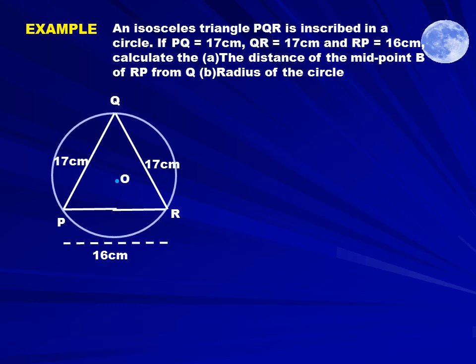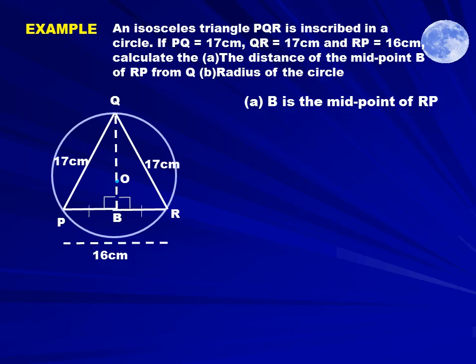Now we have to calculate the distance of the midpoint B of PR from Q. Now what we are saying is that we have to find that distance. Note that that line is a line of symmetry, because an isosceles triangle has one line of symmetry that runs through that way, and it's going to make the angle 90, and it's going to bisect also.